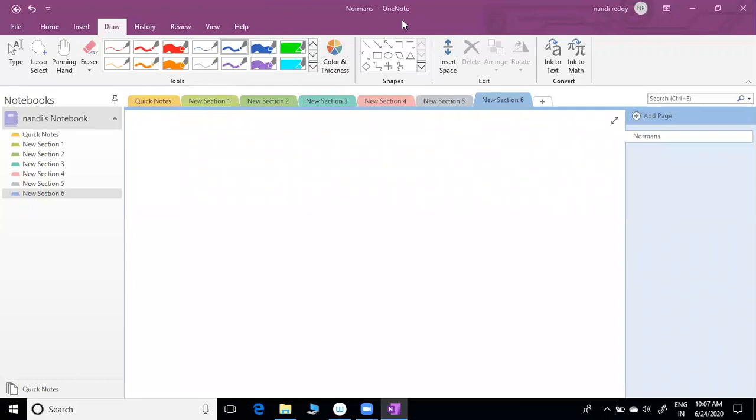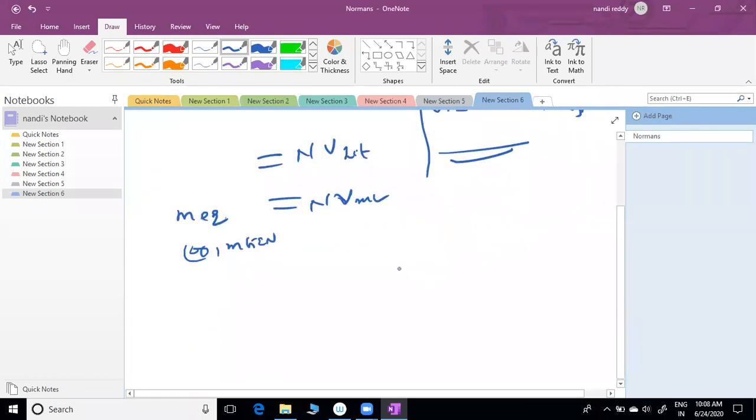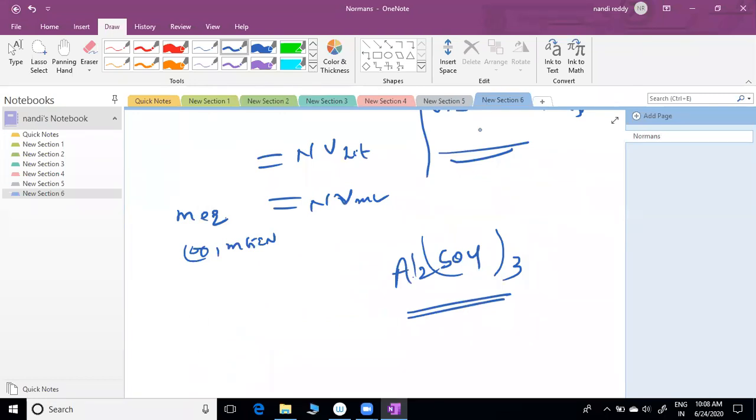KNMS 11th D Kiran. What is the n factor of Al2(SO4)3? What is the n factor for this salt? Please check it and give me the answer through chat box. 3 is the n factor for aluminum sulfate. For aluminum sulfate, how much is the n factor?